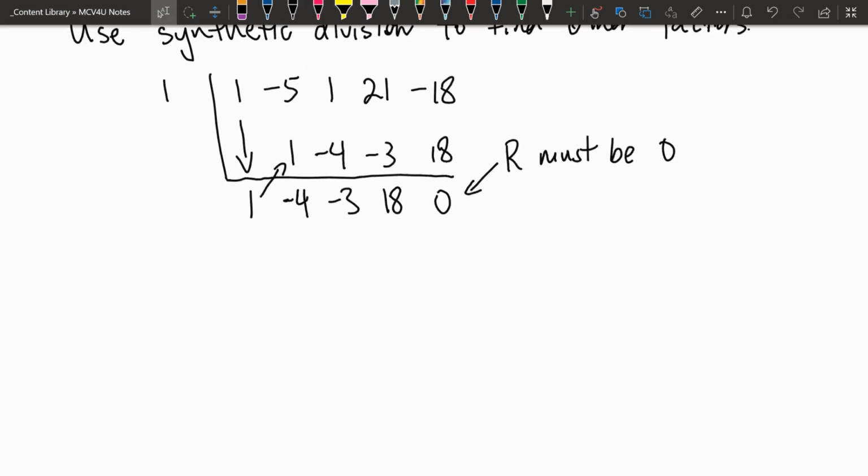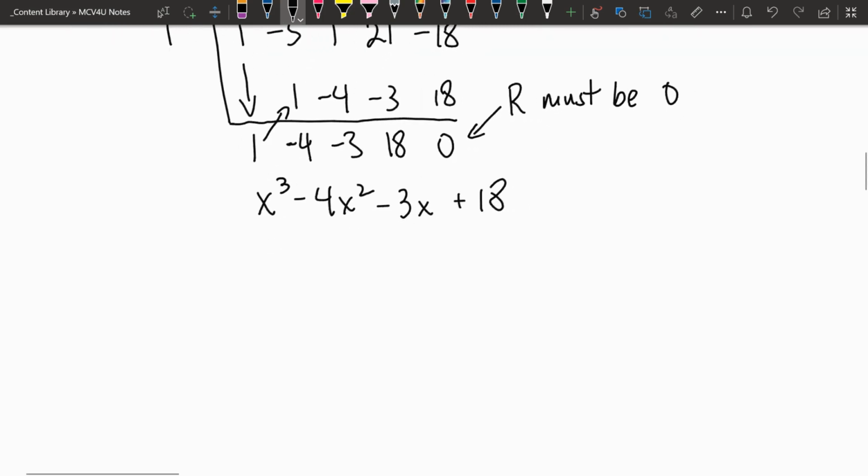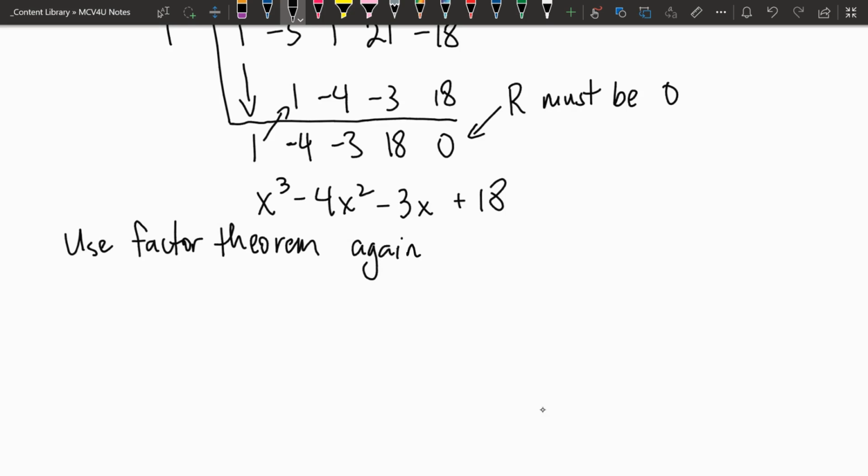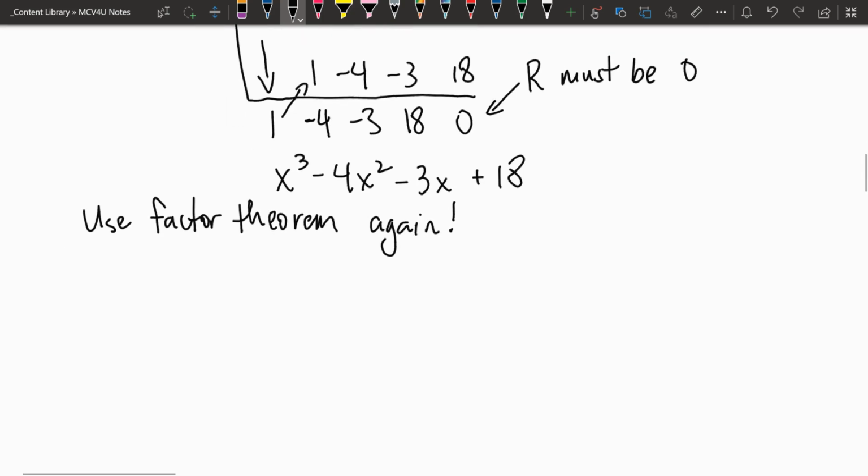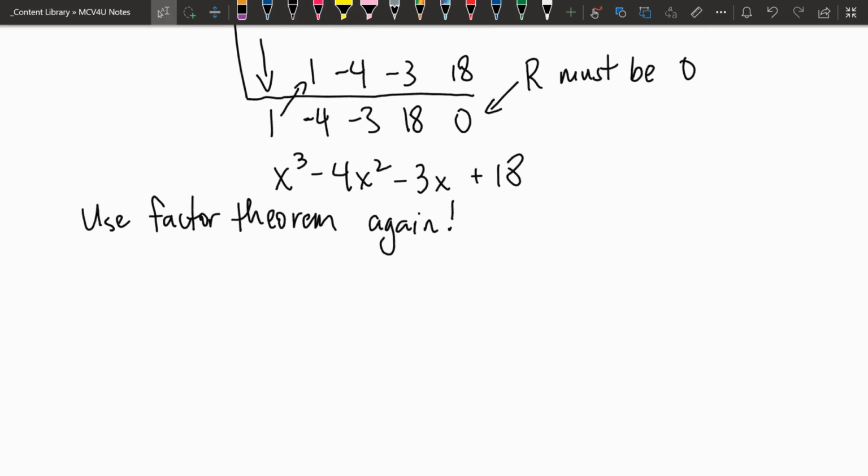Okay, so we have another polynomial. It's a cubic this time, so x cubed minus 4x squared minus 3x plus 18. So remember the quotient, these are the coefficients of my quotient polynomial. Now this is not fully factored yet, so we're going to have to use factor theorem again. Okay, and so let's try another number.